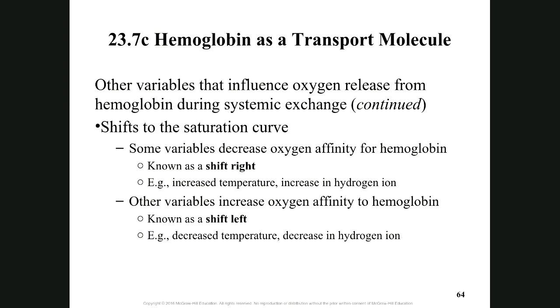The factors which decrease oxygen affinity to hemoglobin are called shift right, like increased temperature, increased hydrogen ion, increased pressure of carbon dioxide. And when the affinity of oxygen and hemoglobin increases, we call it shift left, like decreased temperature, decreased hydrogen ion, and decreased amount of carbon dioxide in our blood.